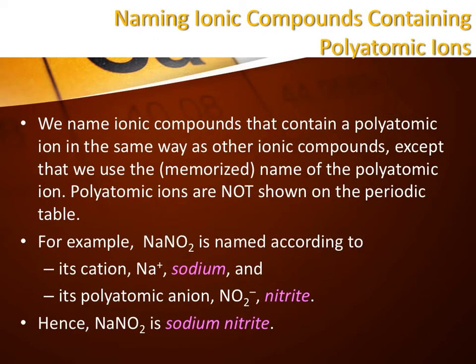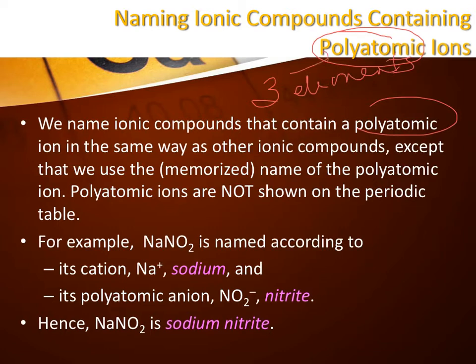All right, let's now talk about the other thing that can complicate the naming of ionic compounds just a bit. If you have a polyatomic ion, how do you know if you have a polyatomic ion? Well, basically, if you have 3 elements in an ionic compound instead of 2, you have a polyatomic. So look down here at the bottom. You have sodium, you have nitrogen, and you have oxygen. You have 3 elements. So that means you've got a polyatomic. And the polyatomic is NO2, right?